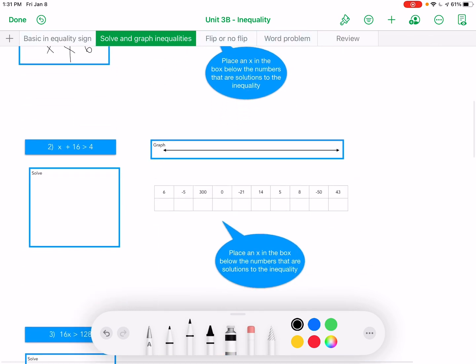Next. x plus 16 is greater than 4. Go ahead and draw our line. We locate the variable. We're going to subtract 16 from both sides of the equation. Positive 16 and negative 16 cancel out. x is going to be greater than 4 minus 16.